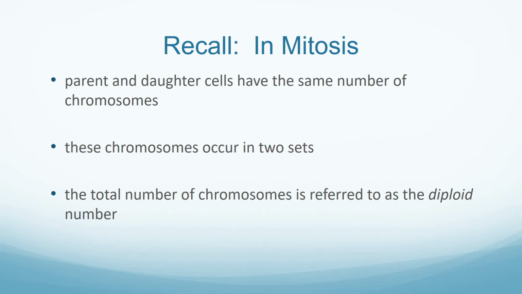So think back to last lesson, we talked about mitosis where parent and daughter cells have the same number of chromosomes, and these chromosomes occur in two sets. These two sets are created, one set by the mom and the other set by the dad. And the total number of chromosomes, when you add them all up together, is referred to as the diploid number.